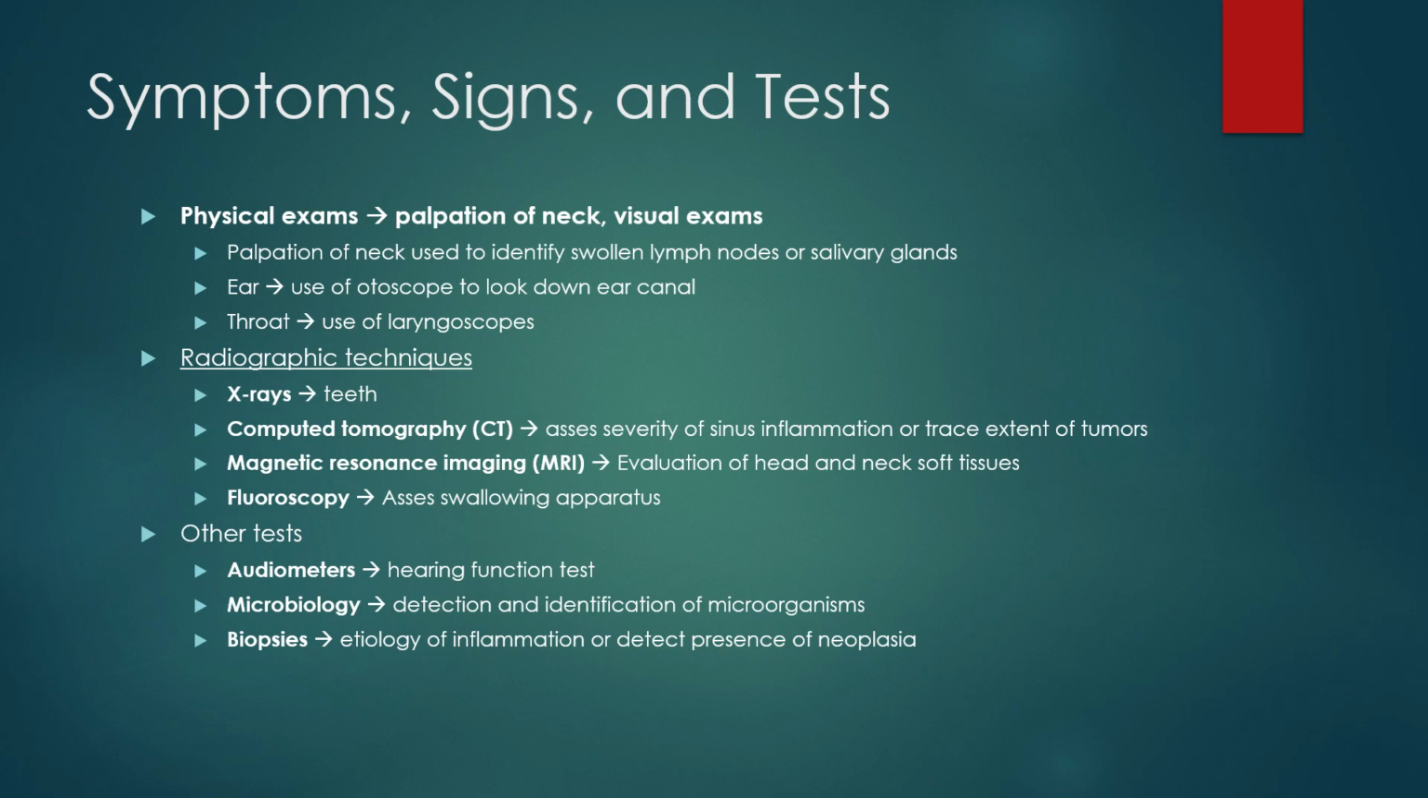For the ear, an otoscope allows visualization down the ear canal to check for infection, fluid buildup, and tympanic membrane damage. And for the throat, laryngoscopes are used to evaluate vocal cords, epiglottis, and suspicious lesions. A fun histology reminder: the vocal cords look dramatically different depending on whether you're on the true cords, which are stratified squamous epithelium, or the false cords, which are respiratory epithelium. One vibrates and one just hangs out and provides backup vocals.